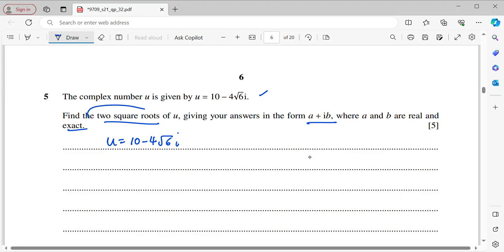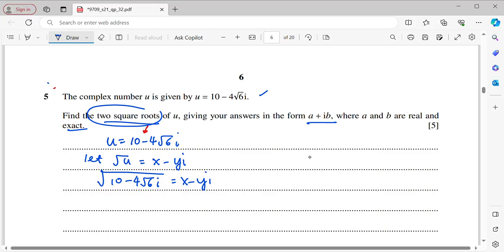And now we need to find the square roots. That means I let square root u be x minus yi. Okay, I choose a minus here because the u has a negative imaginary part. So if u has a positive imaginary part, then you can just let it be x plus yi. Alright, so from here, I will just take the square root of 10 minus 4 square root 6i equals x minus yi.